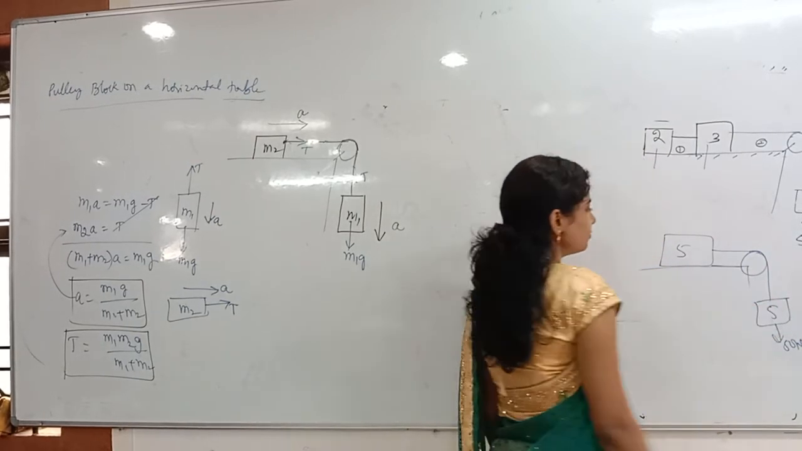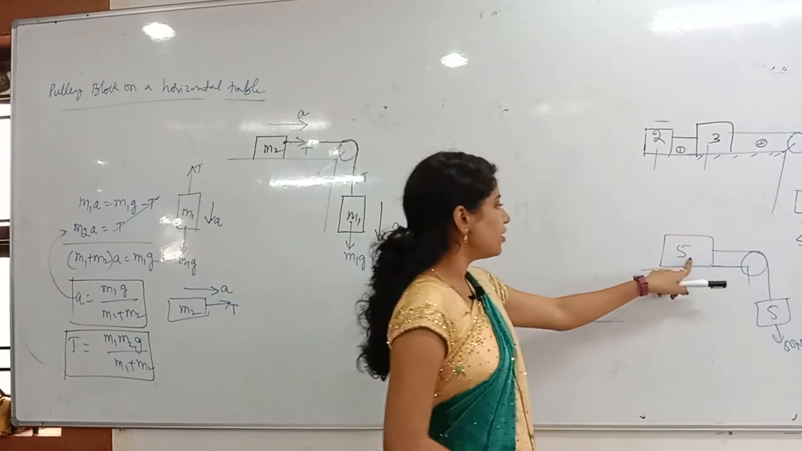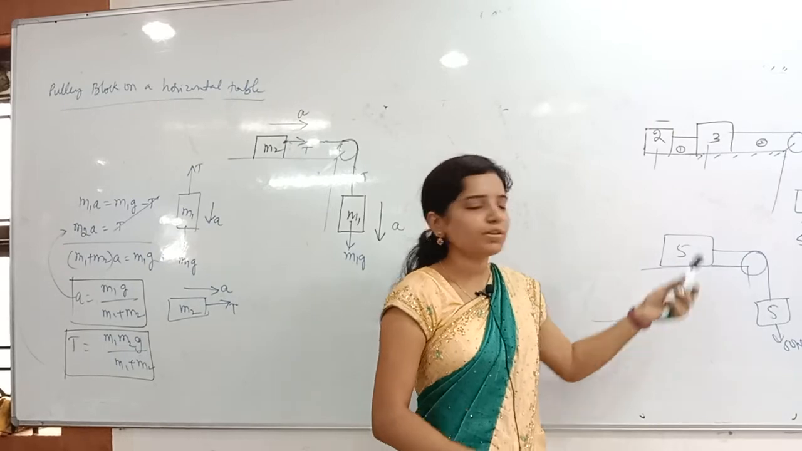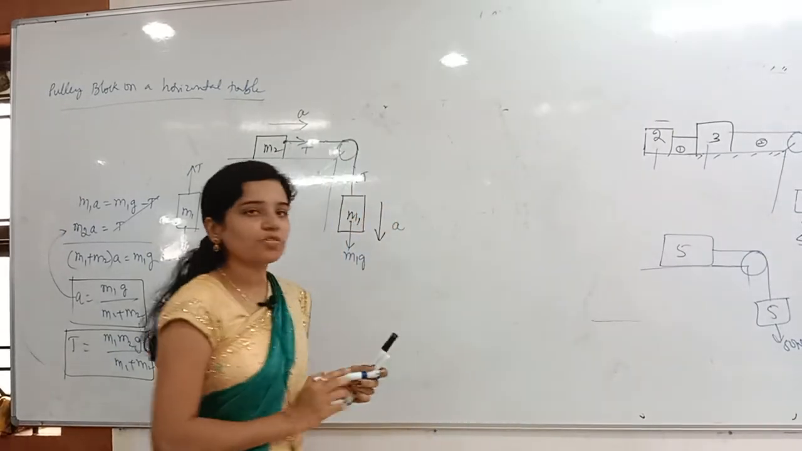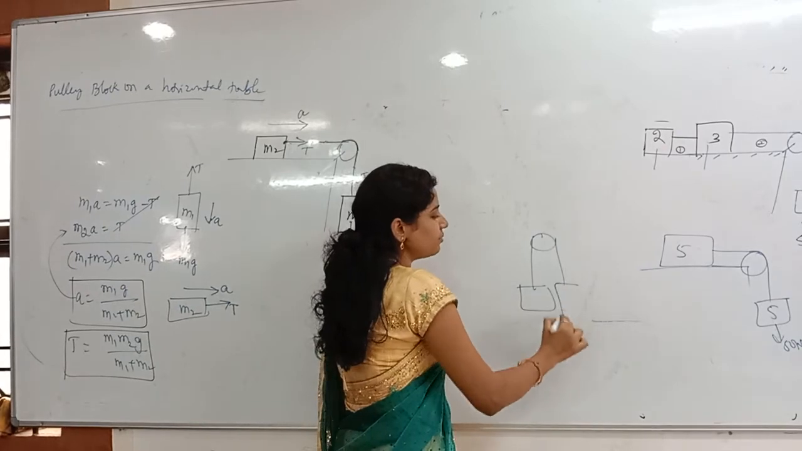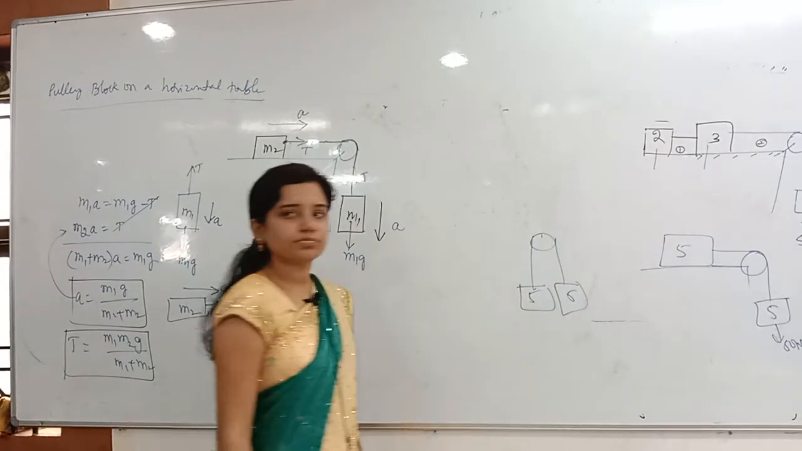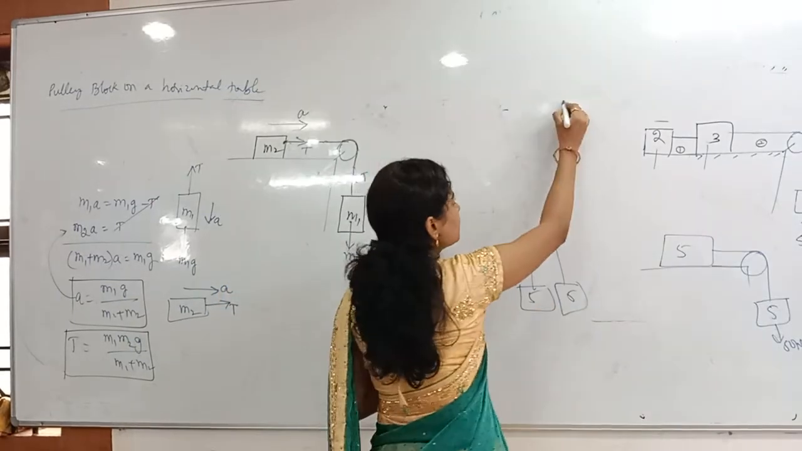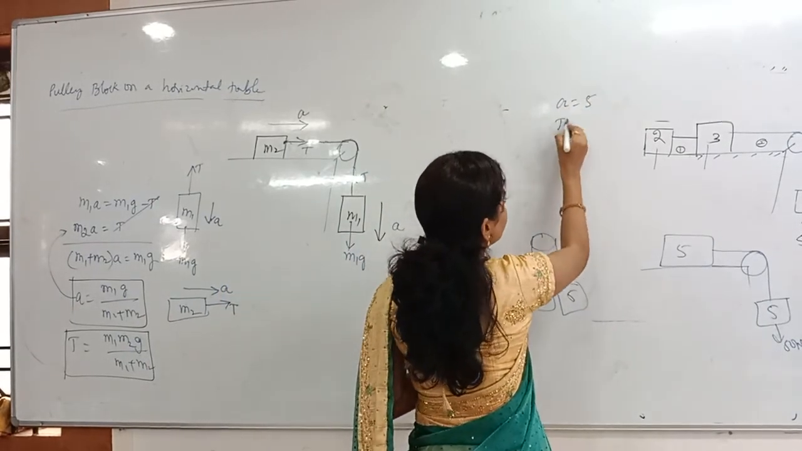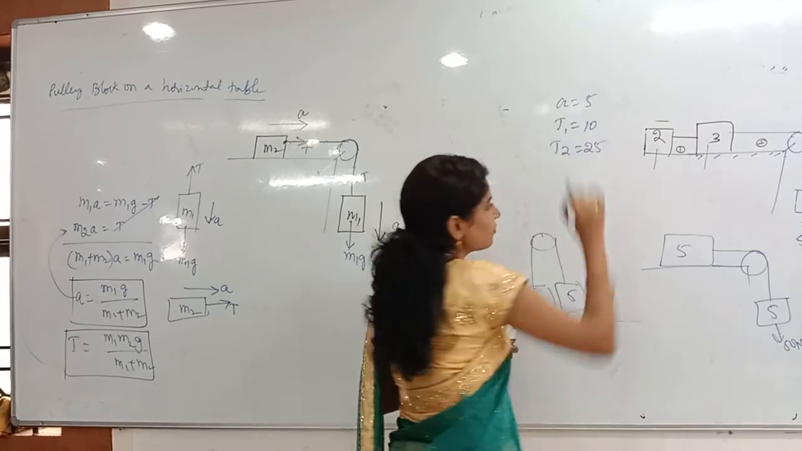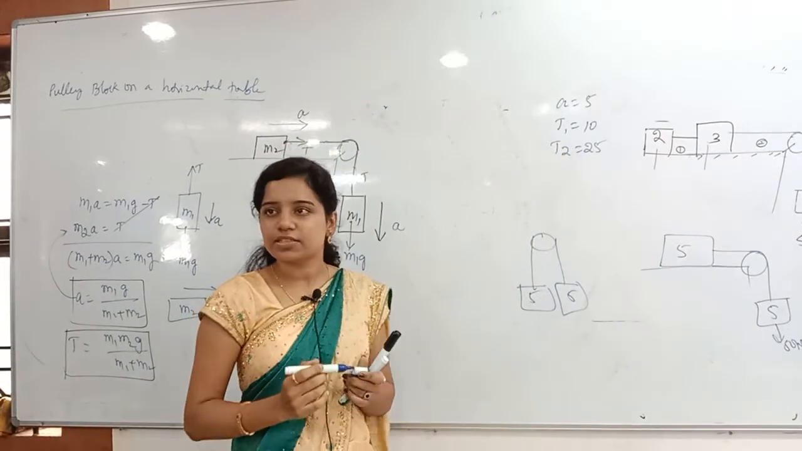Yes, it will move. Why? Because here the normal reaction is cancelling with the mg, right? It will move. Whenever I take the upward motion, at that time it will not move, because the same force is there in both directions. So here acceleration is 5 and T1 is 10, T2 is 25. Everybody got the answers? Yes.